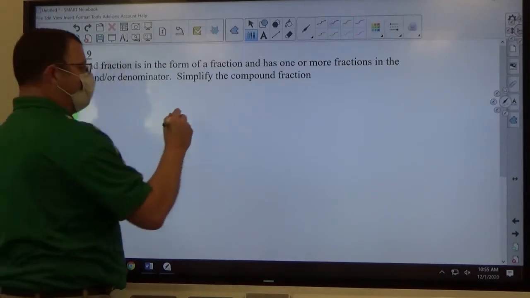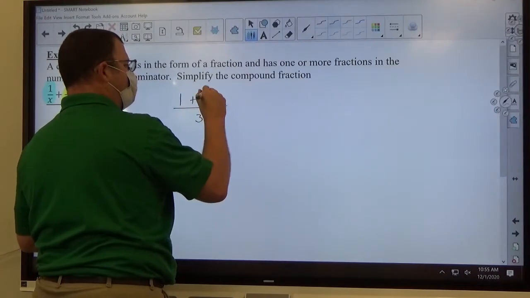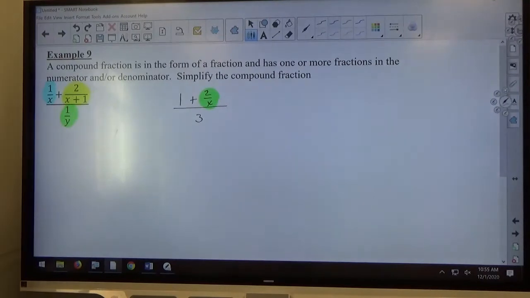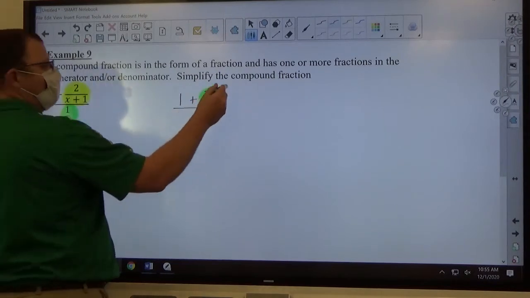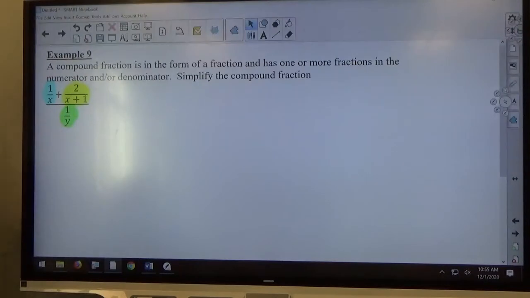It could be just as simple as 1 plus 2 over x over 3. That's a compound fraction also. It has one or more fractions in the numerator or denominator. So any fraction looking at that has fractions living in it is a compound fraction. This is just one I just invented. I'm going to throw it away because it's not part of the problem. I just want you to know not every little piece has to be a fraction to be considered this thing.